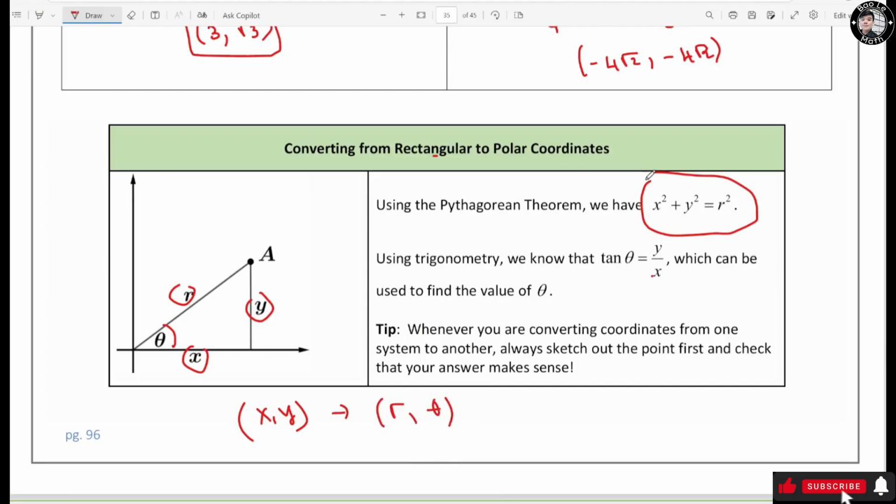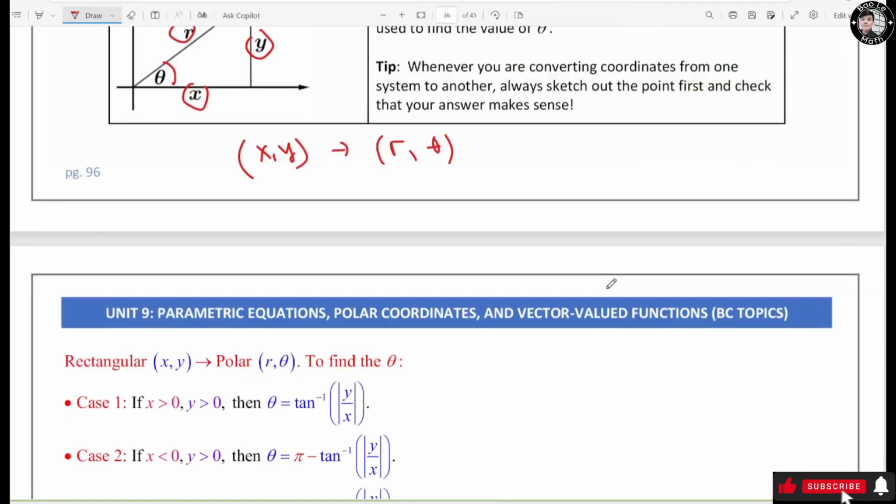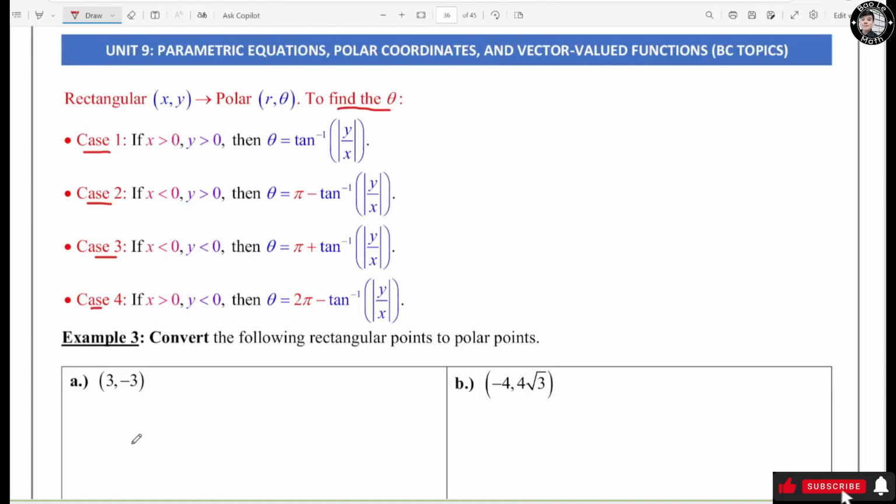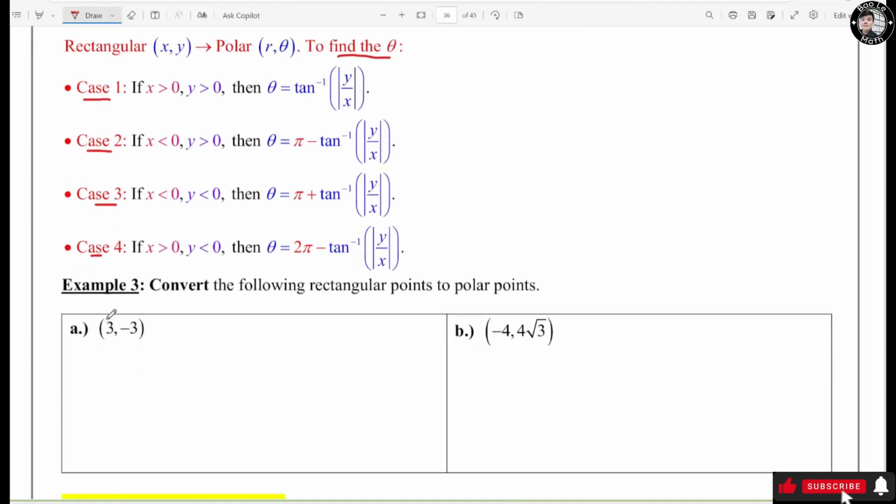To find the radius, you're going to use this formula. To find angle theta, you need to use this formula. Now, to find the angle theta, you need to pay attention to the following cases. Look at example number 3. This one is x and this one is y, and you need to convert this to r and angle theta.